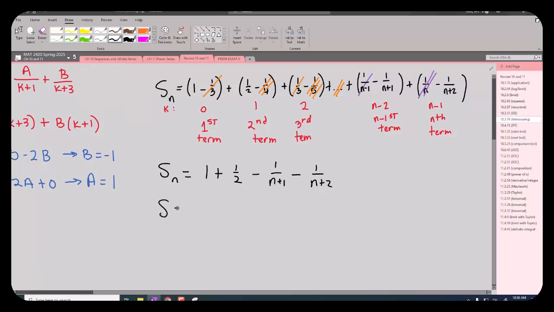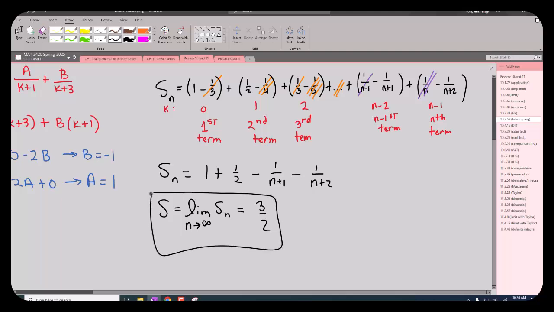And then S is going to equal the limit of S sub n as n goes to infinity. And so what will that limit be? 3 halves. 3 halves is what our limit will be. So that's how the telescopers work.